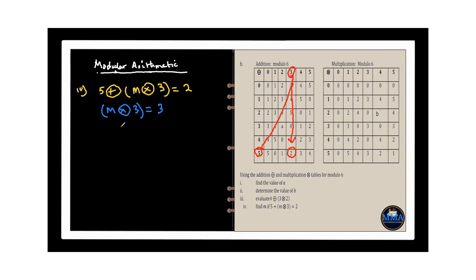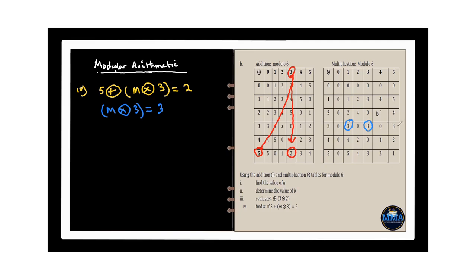Represent 3. So we proceed now. Something times 3 gives us 3. This is where we have, let's go and mark where we have 3. We have 3 here. We have 3 here.